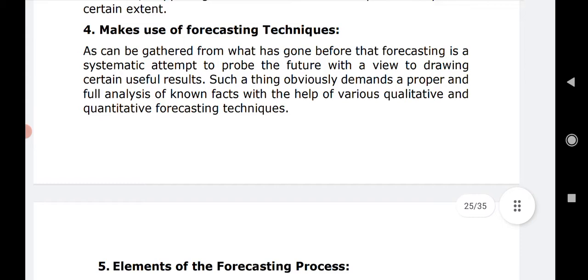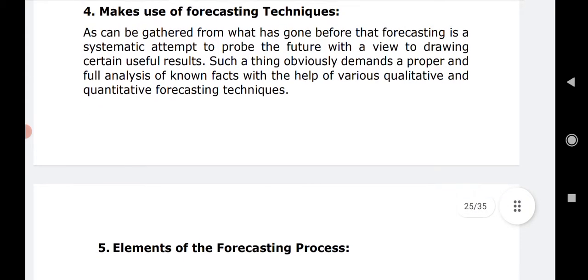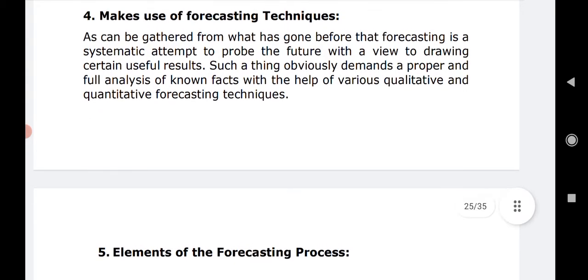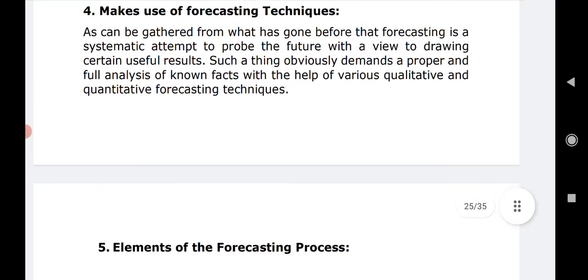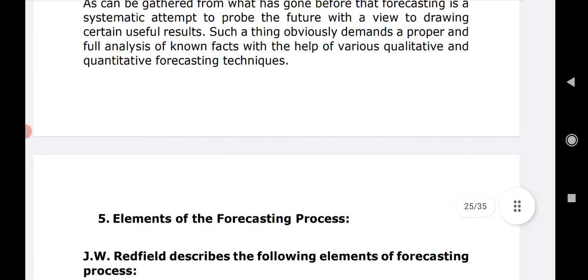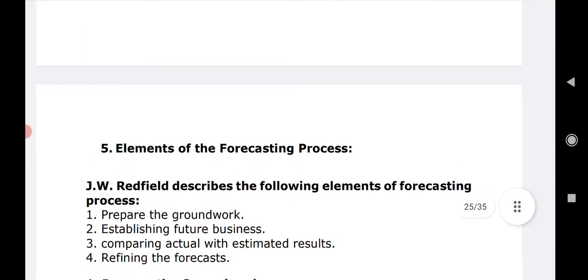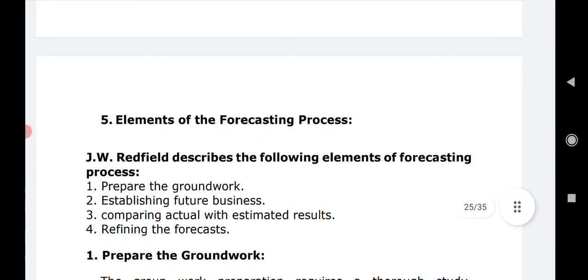Next, it makes use of forecasting techniques. Yes, very important. Further in the explanation, we will study the forecasting techniques. There may be use of various techniques also. So these are considered to be the distinguishing features of sales forecasting.